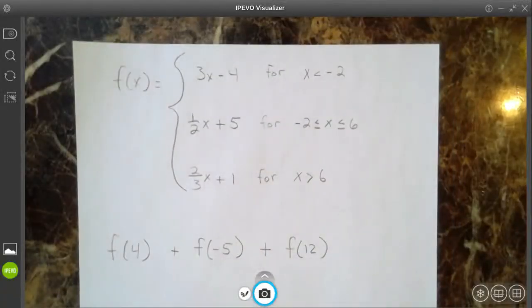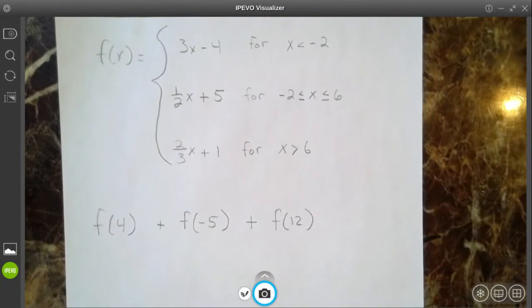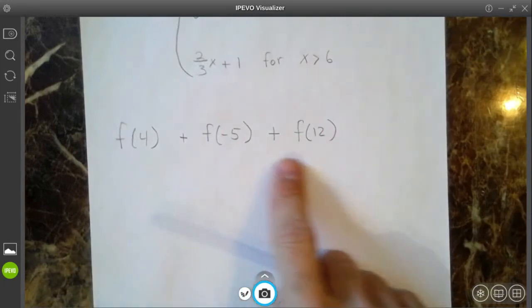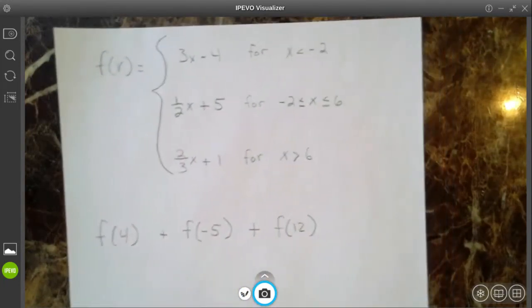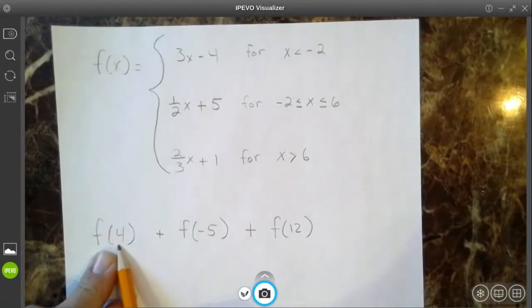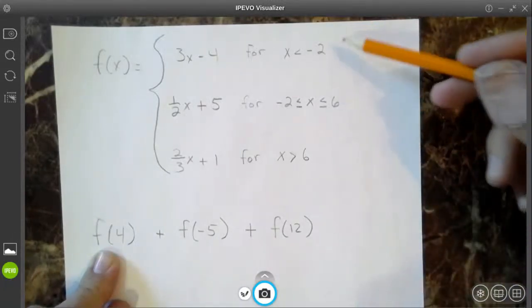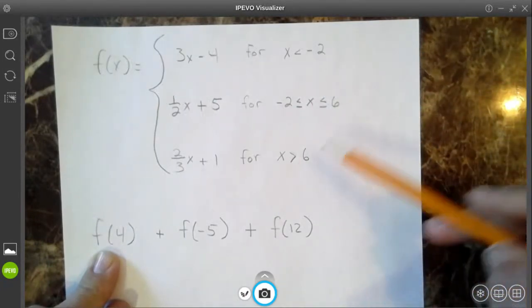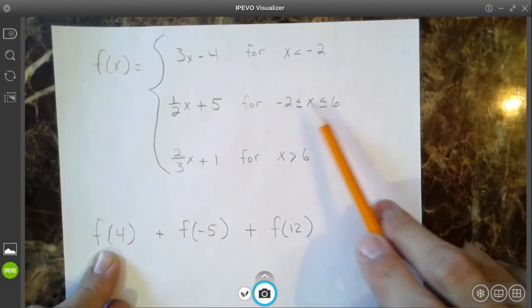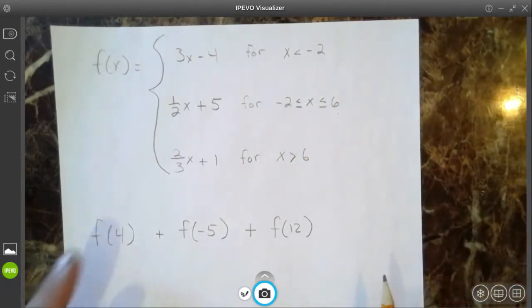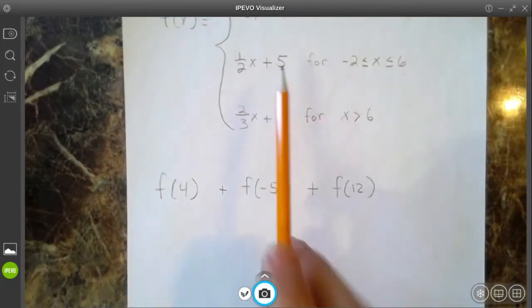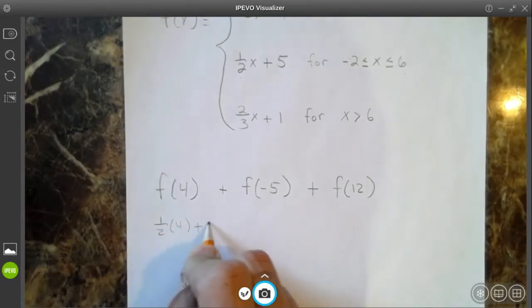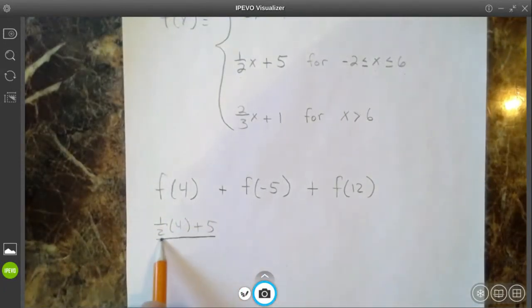All right, a little bit more on piecewise functions. You'll see this one, we've got 3 separate pieces, but I'm only going to do one example, sort of. For this one, we're plugging in 4 for x, so we need to check our intervals and see which one matches a 4. Is x greater than 6? No. Is x between -2 and 6? Yes. So we're going to go to this function and plug in 4 for x. So I'm just going to do 1/2 times 4 plus 5. There is that one.